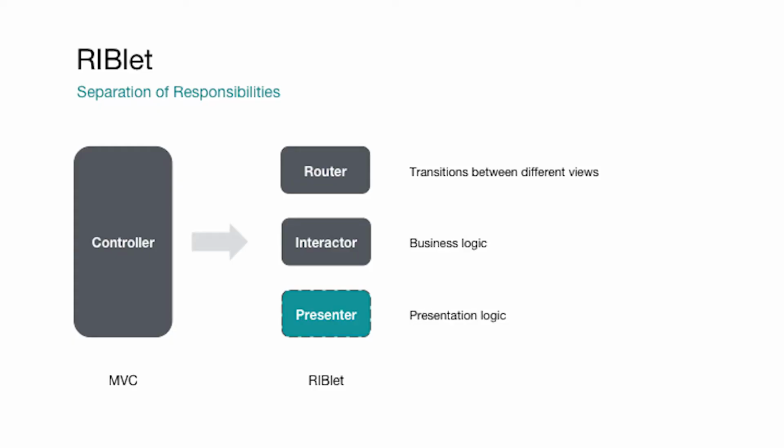So the main benefit of Riblets is separation of responsibilities. What used to be done in the view controller is now broken up into the router, the interactor, and the presenter. The router is responsible for transitions between different views. The interactor holds all of the business logic. And the presenter manages all the presentation logic. Now you can test each portion of the Riblet independently of the others.